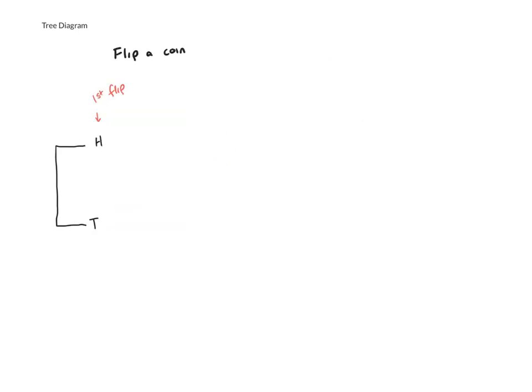After I've done the first split, I go ahead and split again if necessary. For instance, if I flip a coin twice, that first part of the tree diagram represents my first flip, and then I say, okay, let's say I got a tails on the first one, well on the second one, I could get a heads or a tails. Same with the other option.